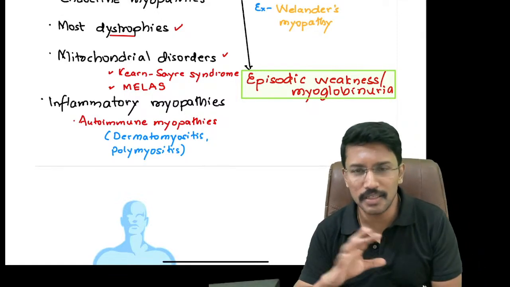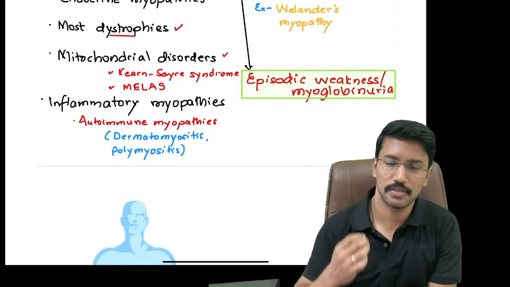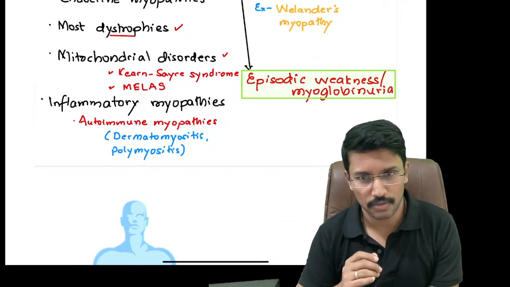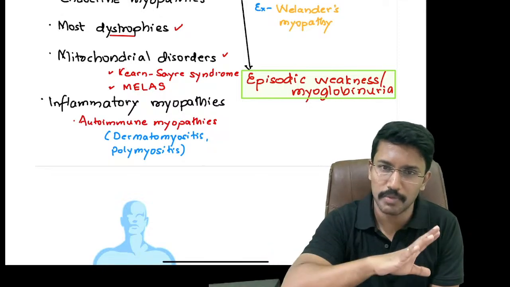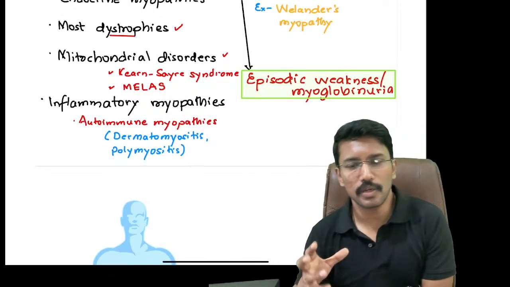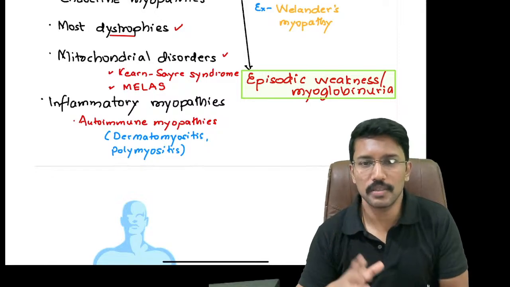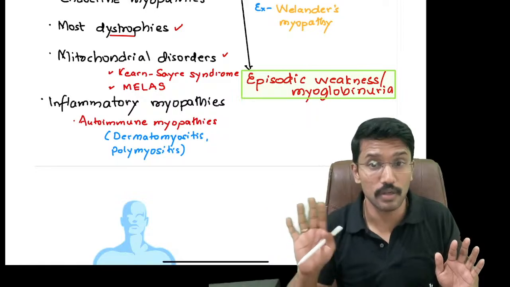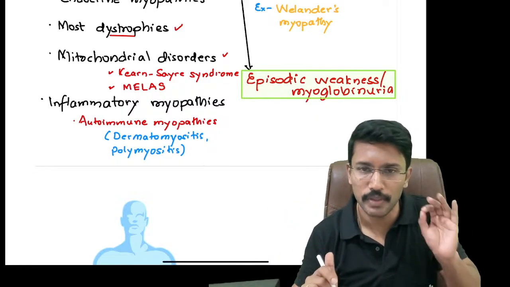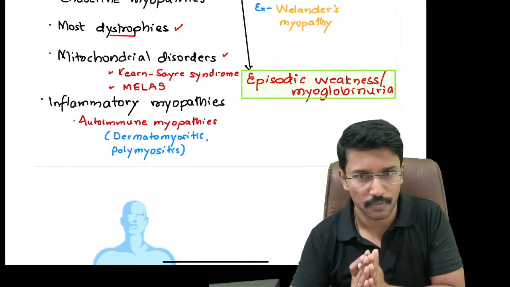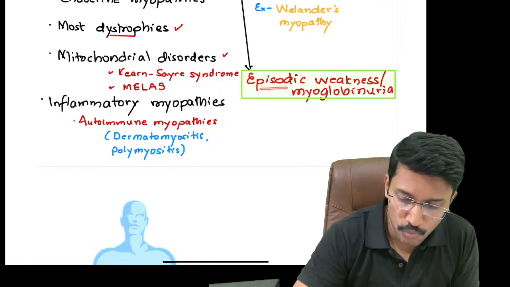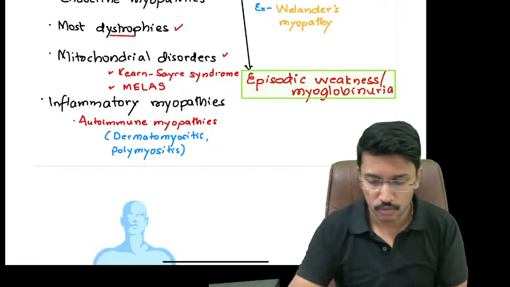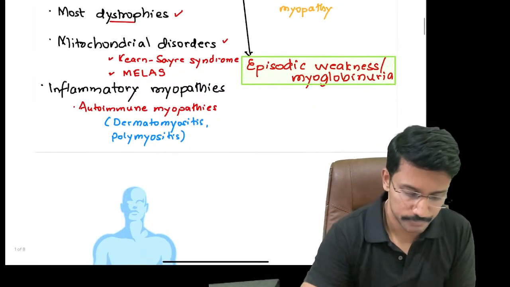Again, when we initially discussed muscle disorders in the previous sessions, I told you that variation in weakness is a hallmark of neuromuscular junction disorder, particularly diurnal variation. Within a day, sometimes it is better, sometimes it is worse. But you will also come across some patients who have muscle weakness appearing in episodes. Not always are they weak. We will call these disorders episodic weakness. And whenever they are weak, often they have myoglobin in urine. So episodic weakness or episodic myoglobinuria.